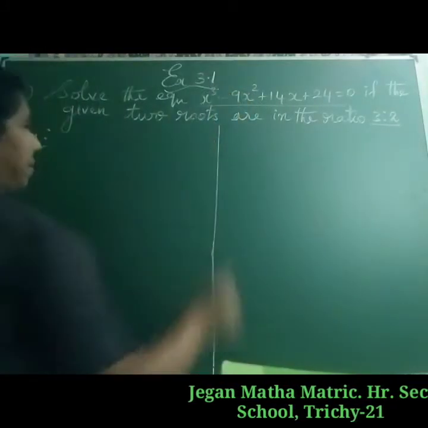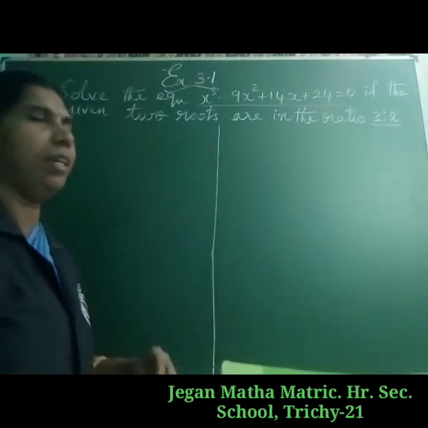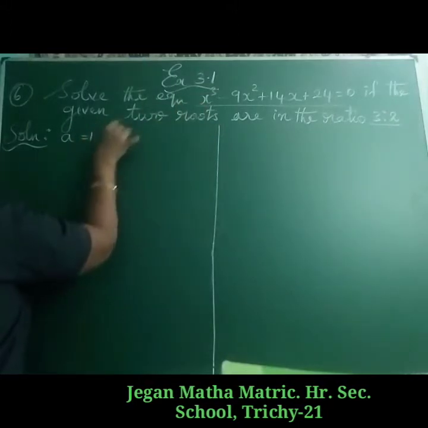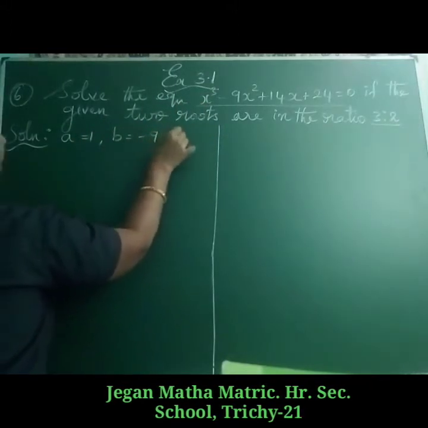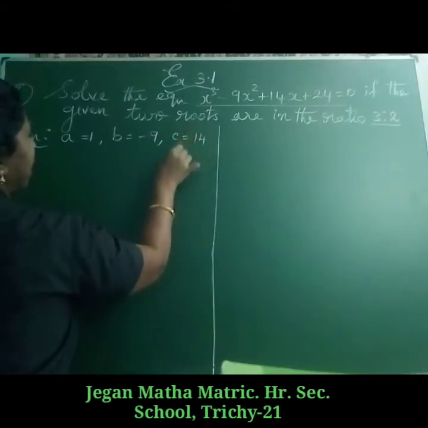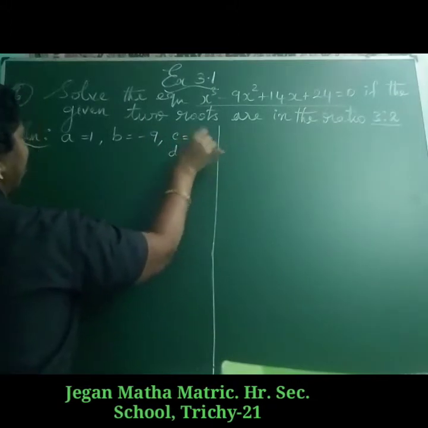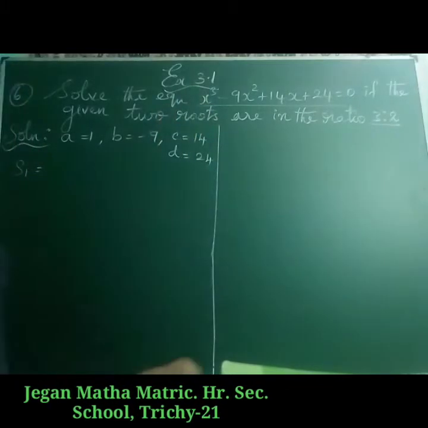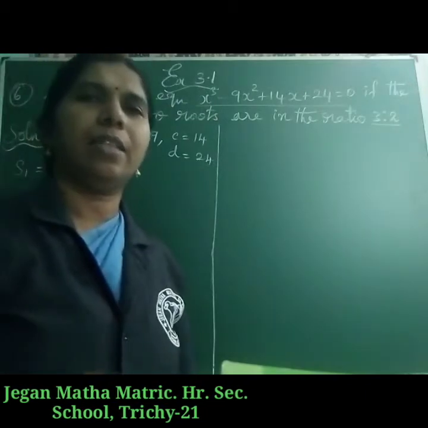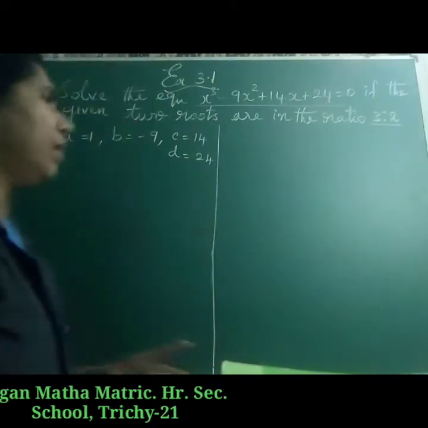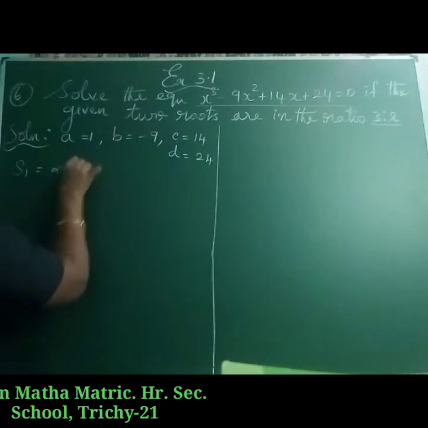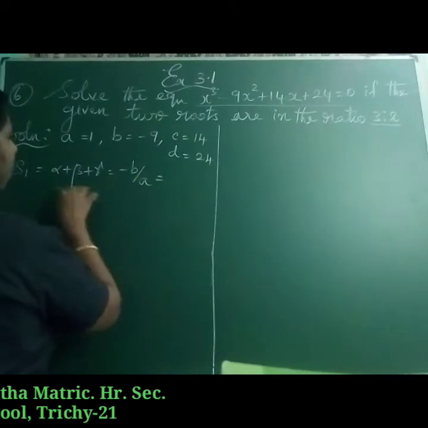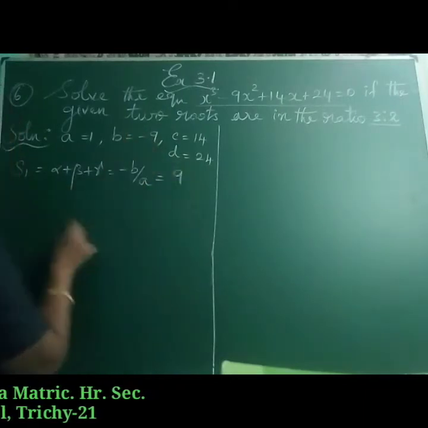Since the power is 3, we can find out S1, S2 and S3. For that, first we can write a is equal to 1, b is equal to minus 9, c is equal to 14 and d is equal to 24. First summation, x cube is there, so 3 roots. We can consider the 3 roots to be alpha, beta and gamma. Alpha plus beta plus gamma equals minus b by a, the sum of the roots, which is 9.